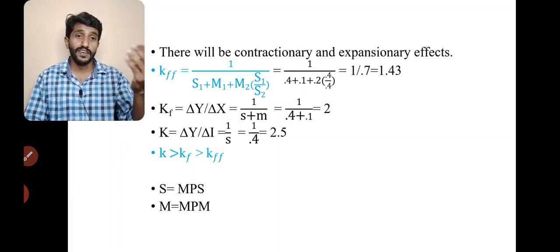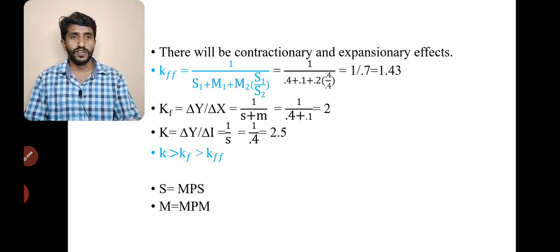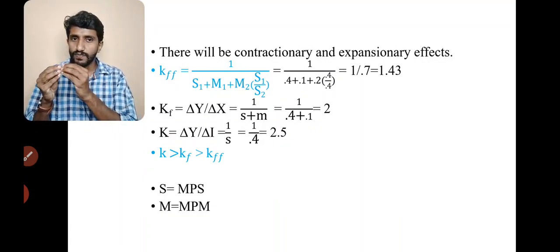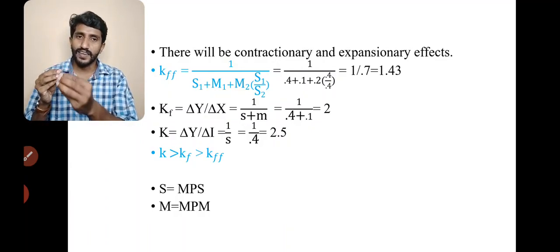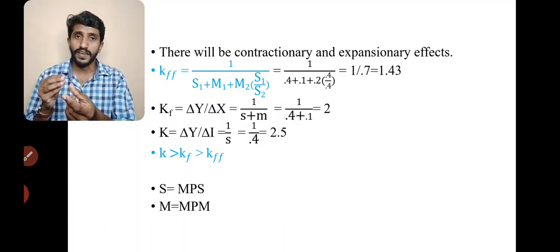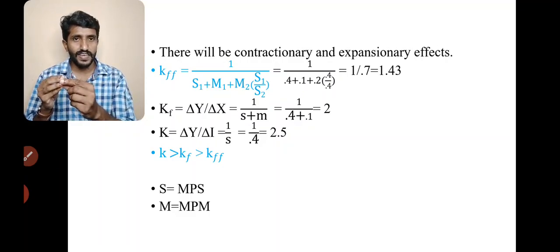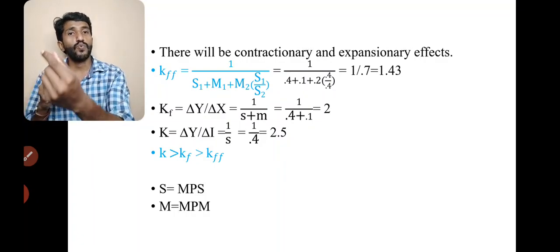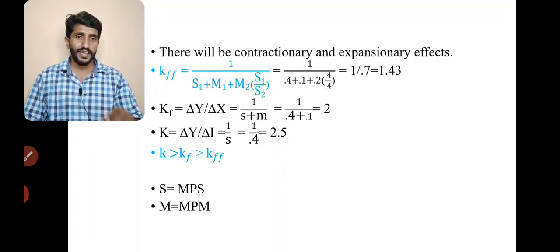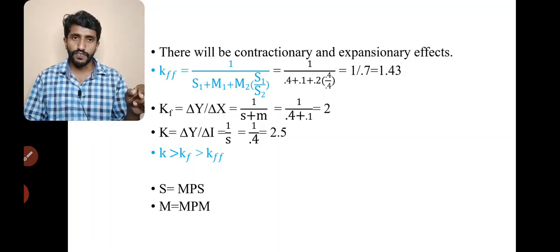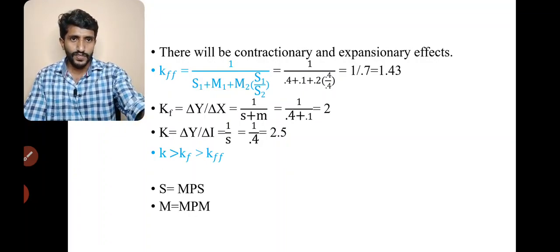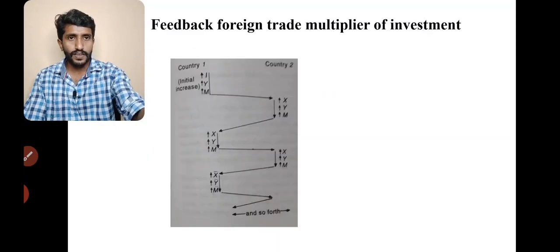That value is higher than the foreign trade multiplier without repercussions also. So normally we can say that the investment multiplier value will be higher than the foreign trade multiplier without repercussions, and that value will be higher than the foreign trade multiplier with repercussions. K is greater than KF is greater than KFF. S and M is MPS and MPM. So I think this is clear for you.